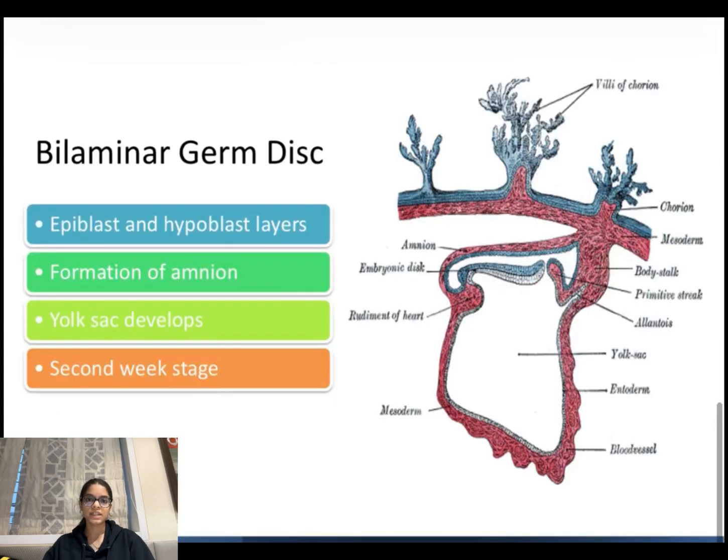Bilaminar germ disc stage. The inner cell mass differentiates into two layers called the epiblast and hypoblast. This stage occurs during the 2nd week of development. The amniotic cavity forms from the epiblast and the yolk sac forms from the hypoblast. This structure plays an important role in protection, nourishment, and early development.